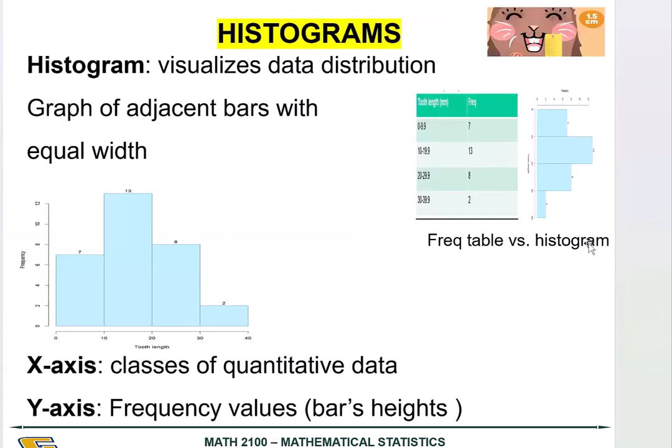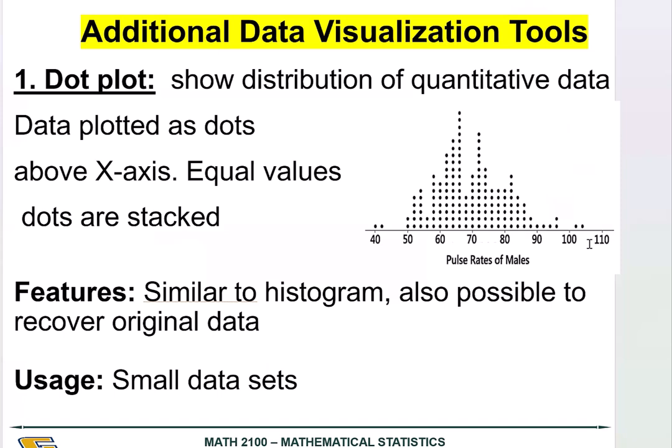For example, here you see you have 7 guinea pigs belonging to class 0 to 10. But if you just look at the histogram, you don't know exactly what each value is, right? You just know that 7 of them belong to 0 to 10. But with this dot plot, you can see a little more, right? For example, it's a dot plot about the pulse rate of males.